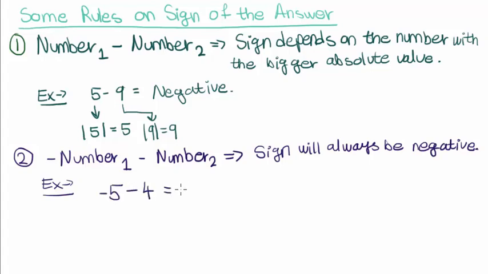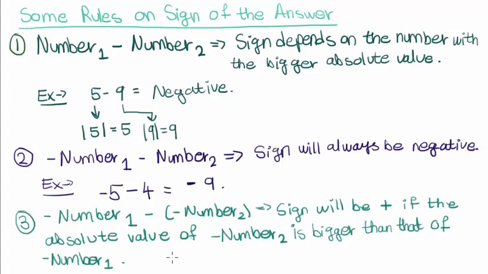My answer will be a negative. Specifically, my answer will be -9. Now let's go over one more rule. What this rule tells me is that if I have some negative number, and from that negative number I'm subtracting another negative number, the sign of the answer will be positive if the absolute value of negative number 2 is bigger than that of negative number 1.